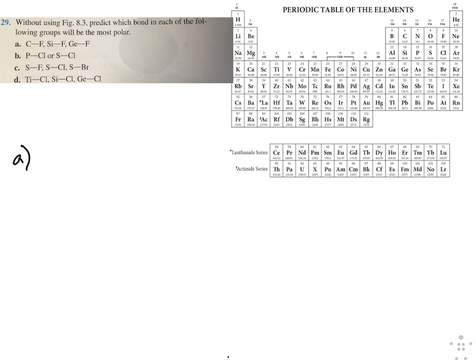bonding together. So on this particular problem, when it says to predict a bond which is most polar, that is asking us to find out the one that's got the biggest difference in electronegativity. You guys did this in your POGL, so hopefully it's pretty easy to remember. But I can't use the actual numbers here. So when it says without using figure 8.13, that means you need to use the periodic trend. Now the trend for electronegativity is that it increases going up a group and increases going across the periodic table.